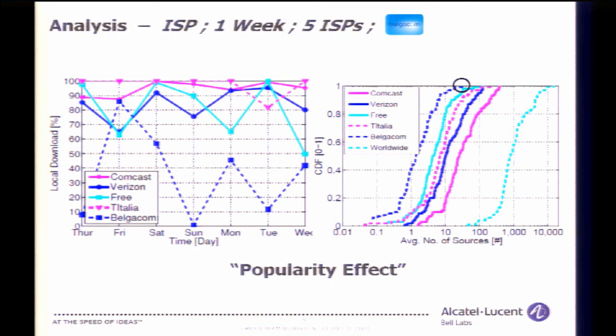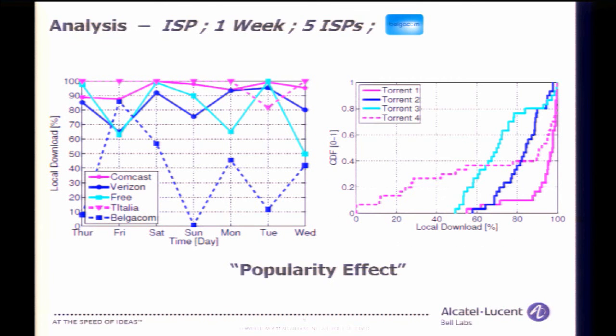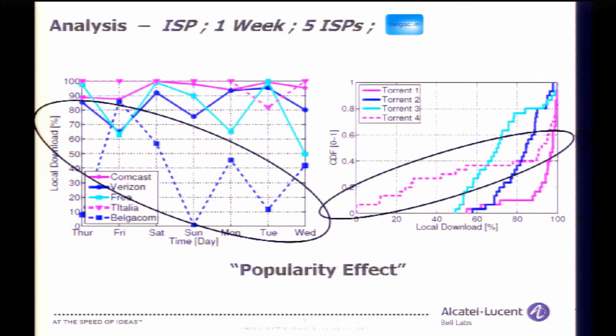Now if we go back to what we saw before, torrent 4, you can see that it's kind of all over the place. So the behavior we see there is very representative of an unpopular torrent. This torrent is very popular in Belgacom, but overall it is not a popular torrent. What you can see is that this is just a popularity effect. This torrent is just not popular enough to guarantee that our localization mechanism works.